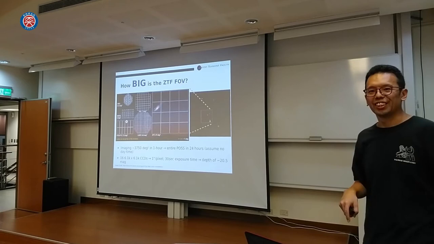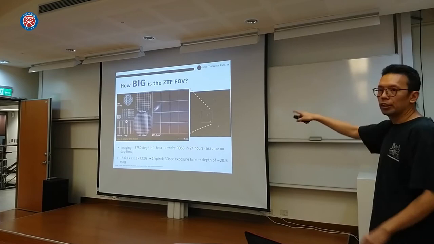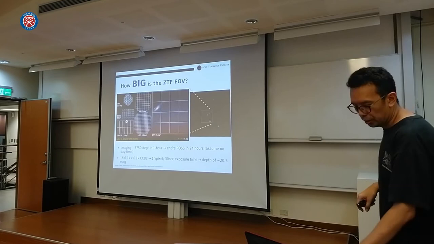What's the readout time? A few seconds. It's four quadrants, so one chip reads out four quadrants. They are independent, 16 chips, so it's totally independent 64 readouts. So here's the number.